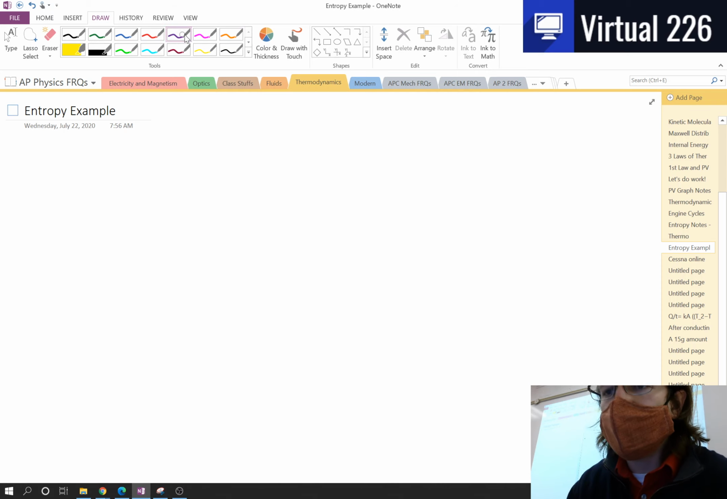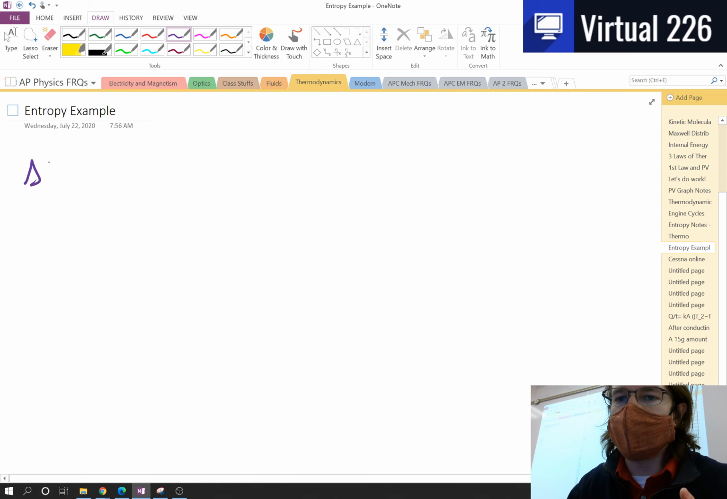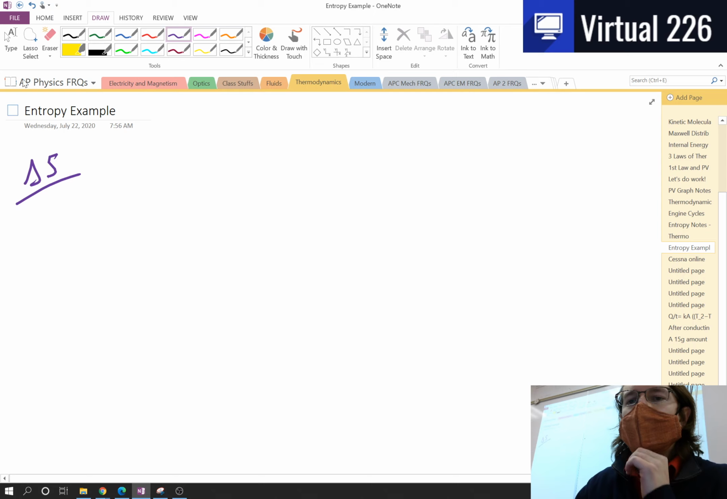Have so far to go. Okay, so we're looking at an entropy example here. This will be looking primarily at this idea of an entropy or a chaos, a delta S. That's what we're going to be looking at here.